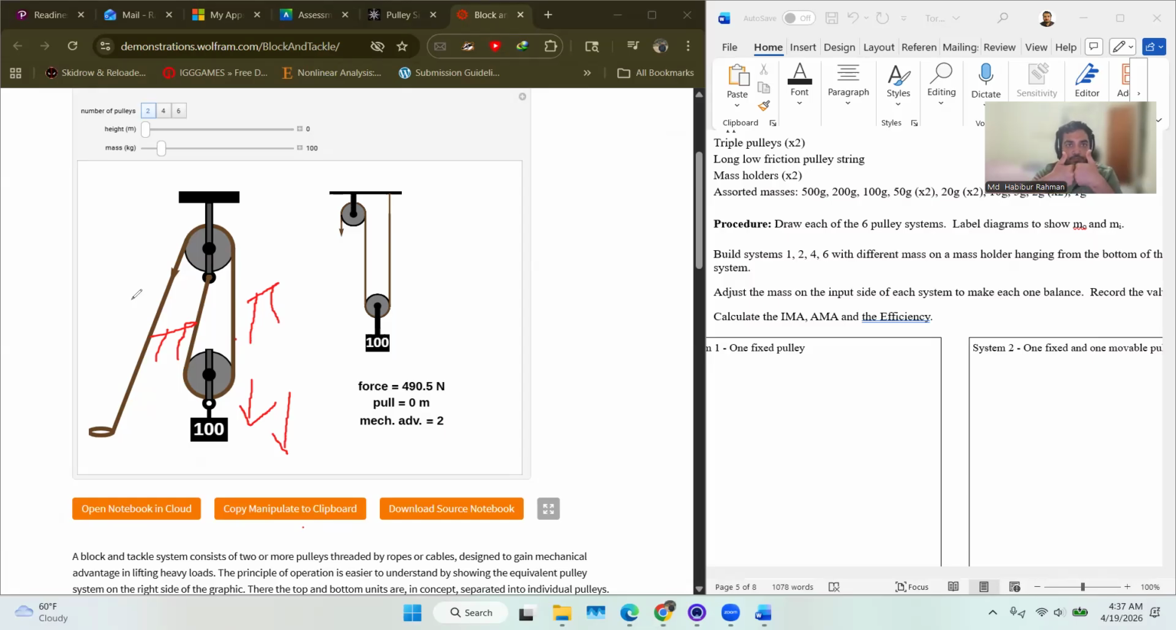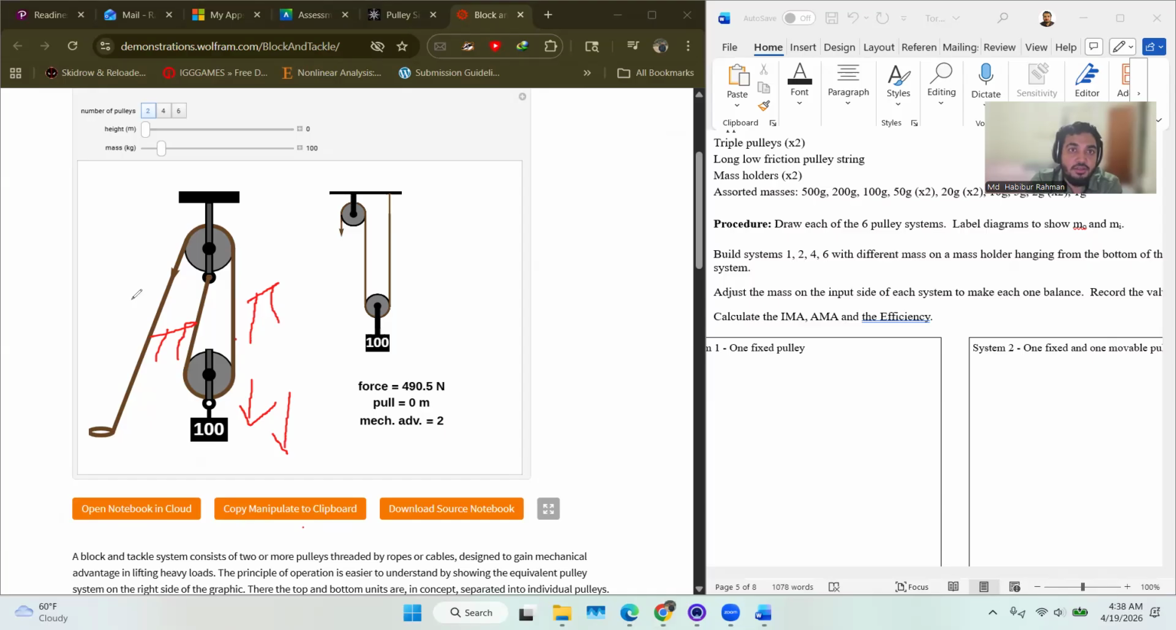You're pulling it upward. Do you understand? So there are two tension forces. That's why you have to work less. If you increase the number of moving pulleys, then the force you are applying actually becomes lower and lower. That's why using a moving pulley is much more helpful.